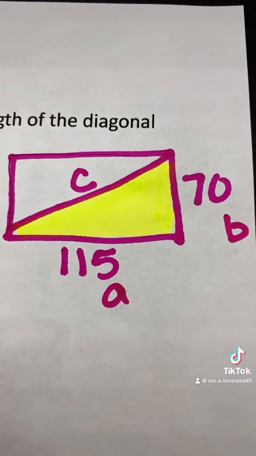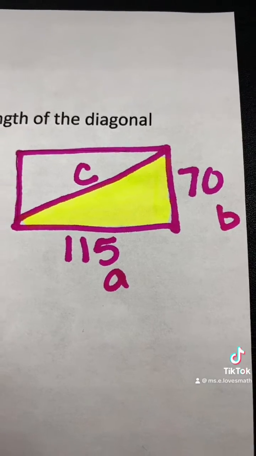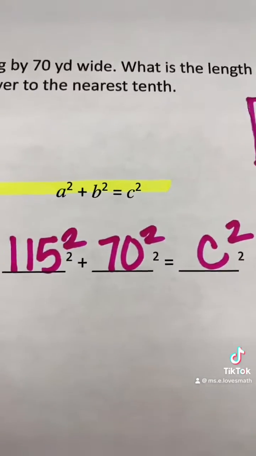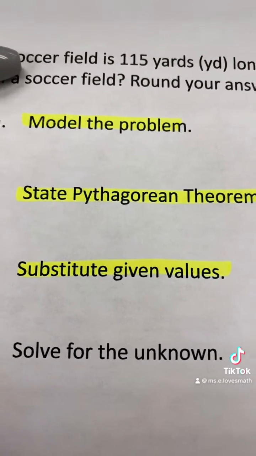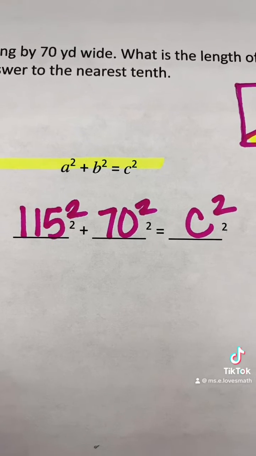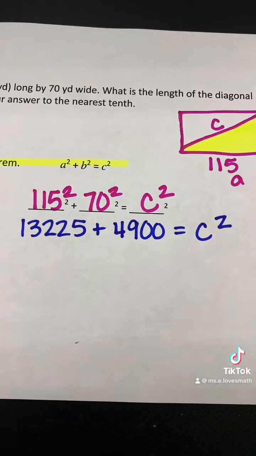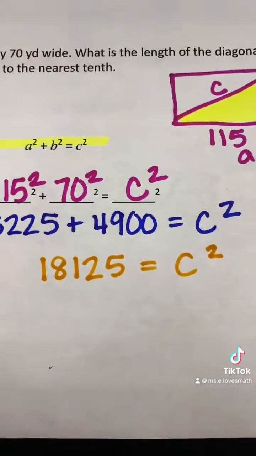I have labeled our two legs A and B. They are interchangeable, so you can put them vice versa. And then I have stated our Pythagorean's theorem, which was our second step, and I've also substituted in our given values. Now it's time to solve. I have evaluated our exponents. The next step is to add.